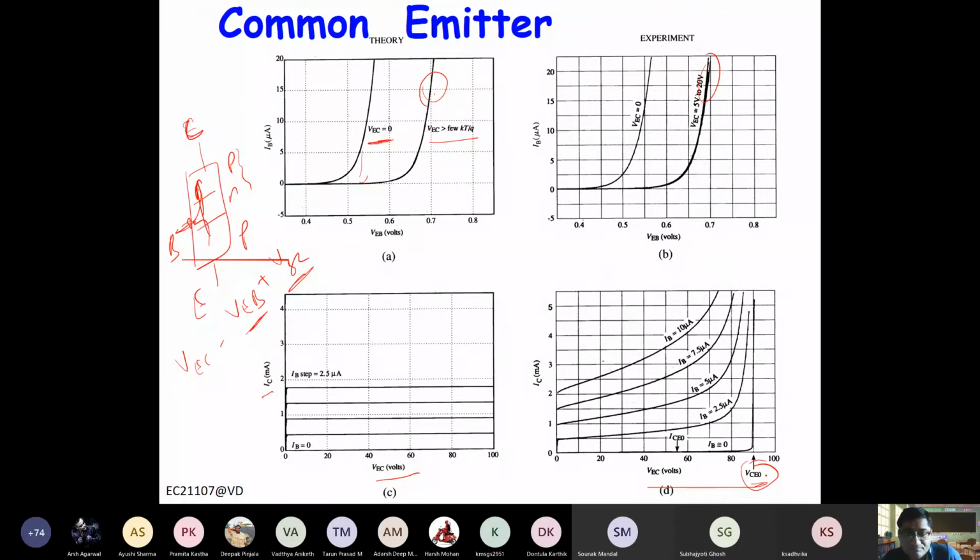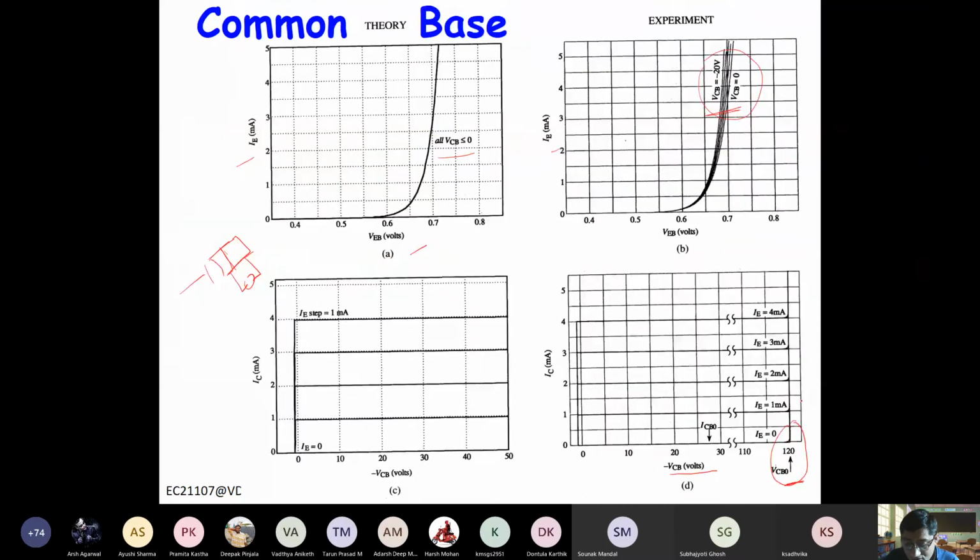breakdown voltage. One more thing you can notice here: according to this curve, VCEO is 90 volts, and VCBO is 120 volts. So VCBO is more than VCEO, right? That we will also see.